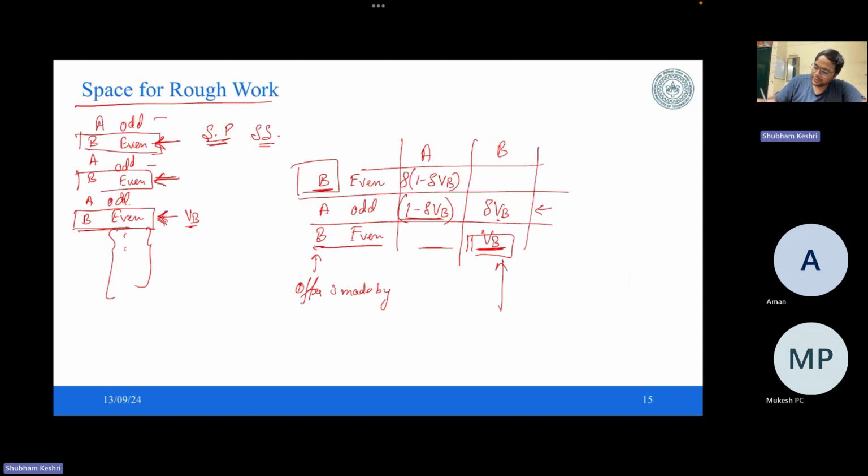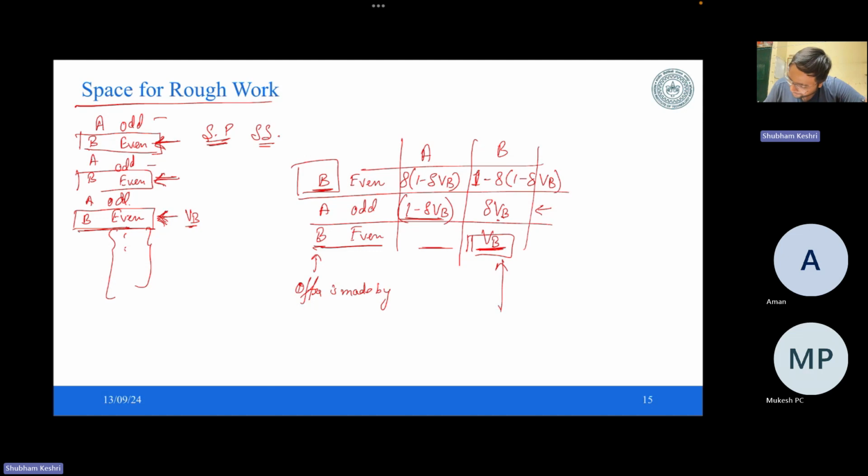Because it is discounting, if you ignore that discount, it is 1 minus delta VB. And since we have moved one stage, we'll multiply by our discount factor delta. So this is the offer B makes, delta times 1 minus delta VB. Is that all right? Yes, understood. So B will get a utility of 1 minus delta times 1 minus delta VB. Is that all right? Yeah.